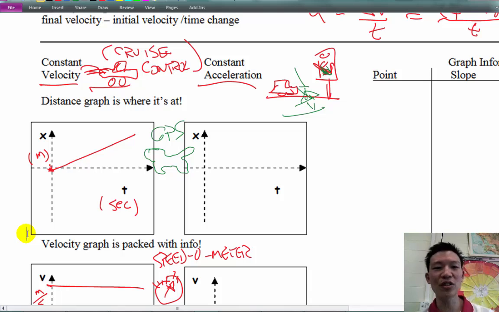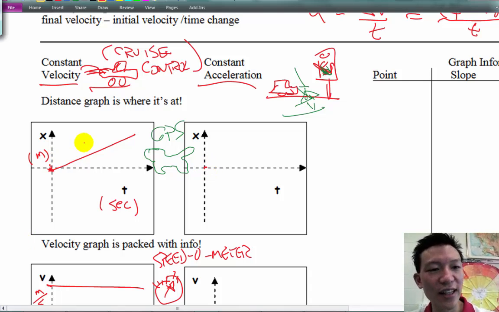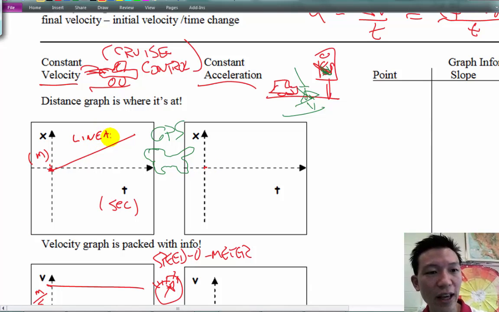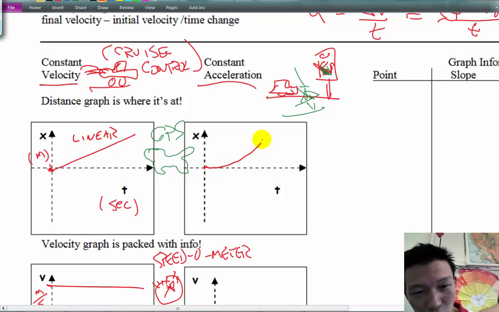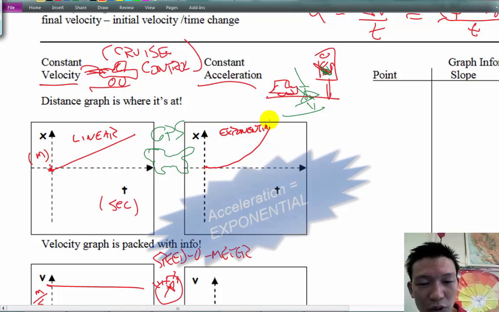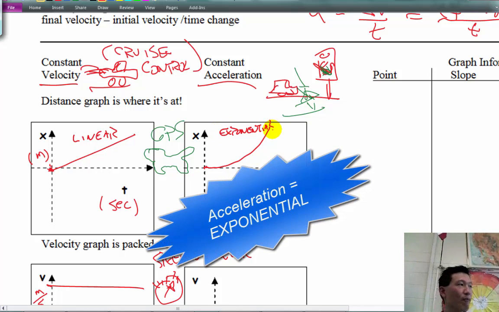So why don't we summarize this? Let's make it easy first. So again, what would the position versus time graph look like? In this case, it's not a straight line. It's not linear. We're going to have a what? We're going to have an exponential relationship here, right? Because we're speeding up. We are accelerating.